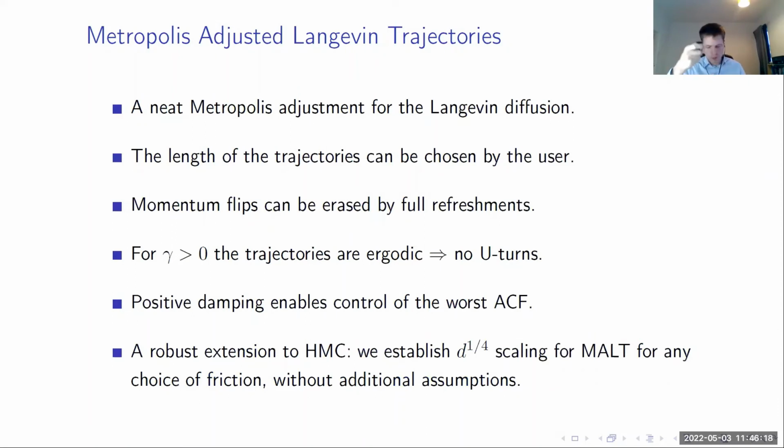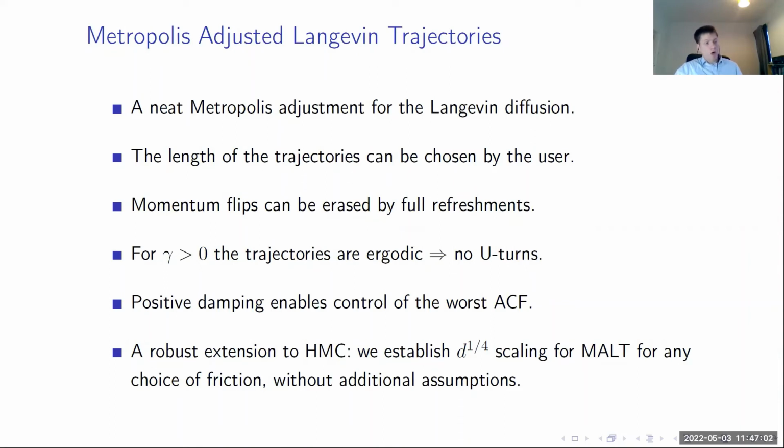So I wrote a few points here. The first thing is that we present this algorithm as a neat Metropolis adjustment for the Langevin diffusion. This is to compare this algorithm to the choice of GHMC, right? In particular, GHMC, when you choose a persistence parameter that is very close to 1, suffers from several problems. And we argue that this can yield an alternative that is quite sensible, because we can choose the length of the trajectories, and because momentum flips are erased by full refreshment.